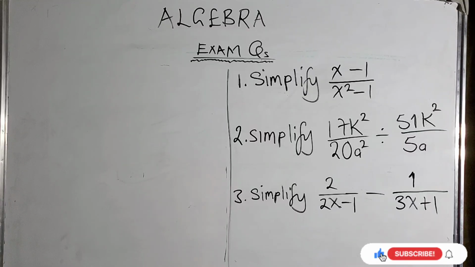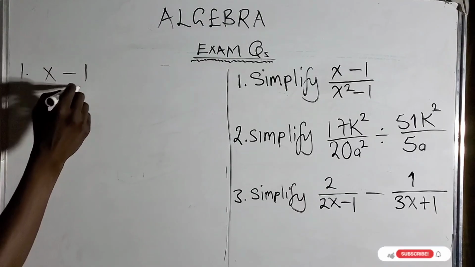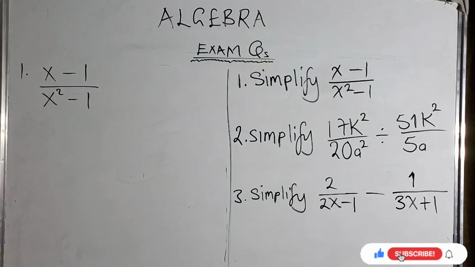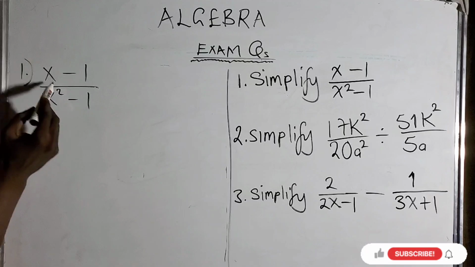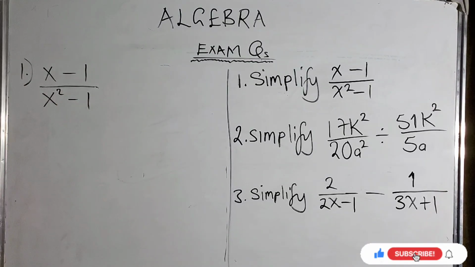Okay, let's start with the very first one there. Simplify. So this is the first question here. We are asked to simplify x minus 1 over x squared minus 1. Now, you need to take note of a few things before you even start to simplify. This is a single term, and it is separated by this division here. So the only way you can simplify this is by factorizing.